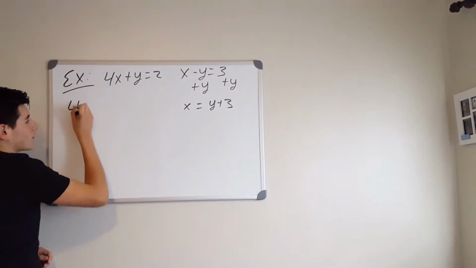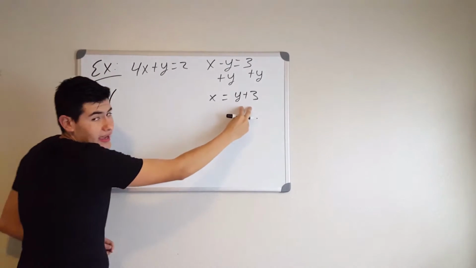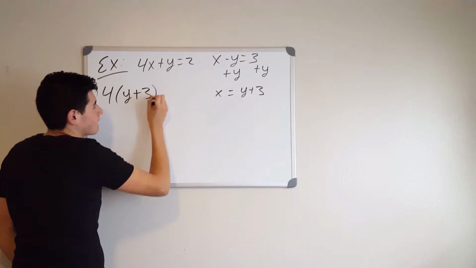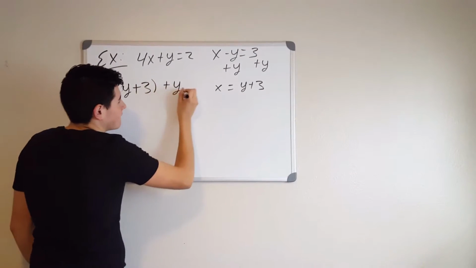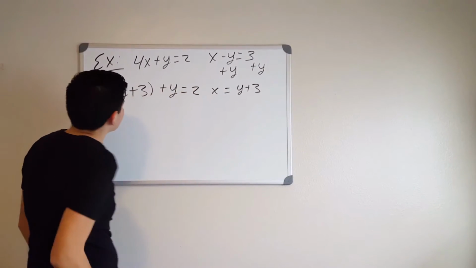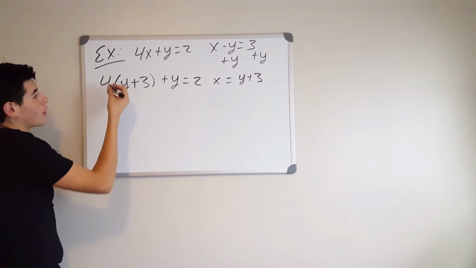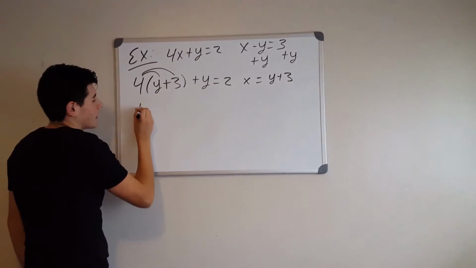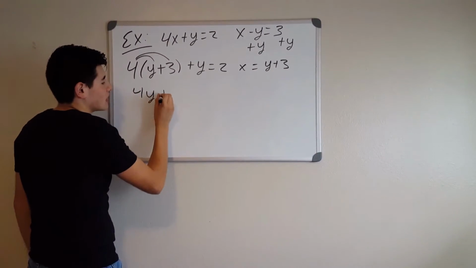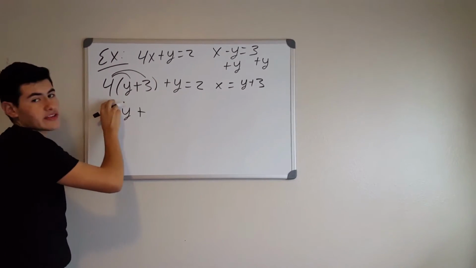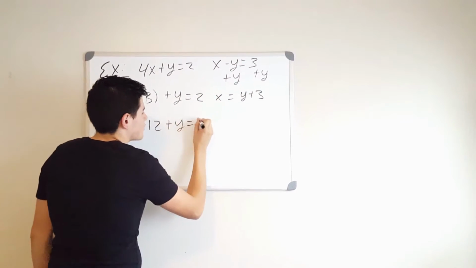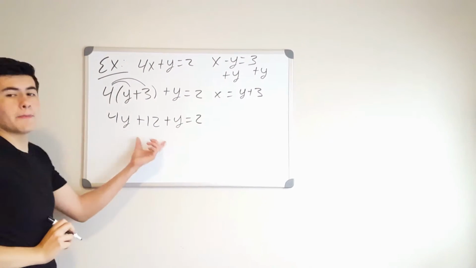So we have 4 times whatever x is equivalent to, y plus 3, plus y is equal to 2. Here we're going to distribute. Remember how to distribute. You FOIL it out to every single term. So we have 4y plus 3 times 4 is 12, plus y is equal to 2. Here we go. Combine like terms.